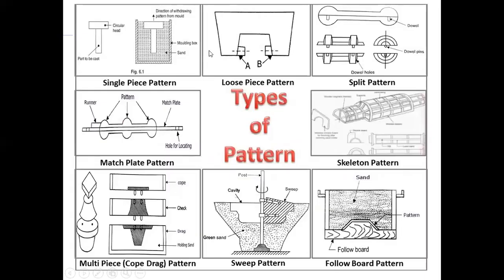Is it clear so far? This slide will actually make it more clear. Any doubts you can ask in between. Okay. You see single piece pattern. Direction of withdrawal of the pattern from the mold. So once that cavity is formed, ramming is done, then this is the direction of removal. Quite easy to remove, isn't it?